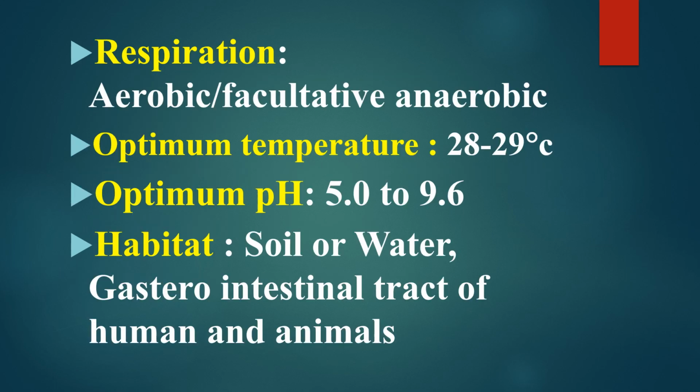Respiration: aerobic or facultative anaerobic. Optimum temperature: 28 to 29 degrees Celsius. Optimum pH: 5.0 to 9.6. Habitat: usually present in soil or water, and also in the gastrointestinal tract of humans and animals.